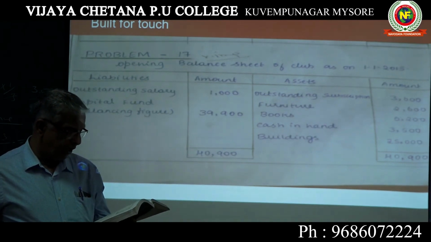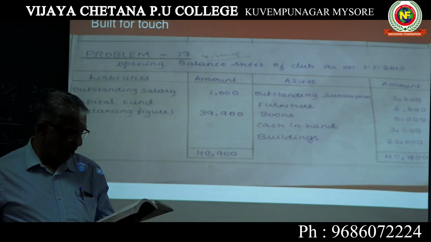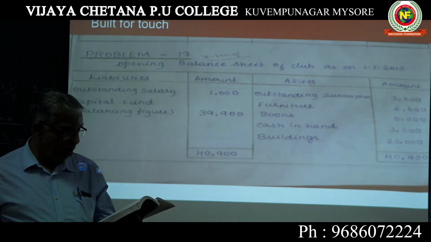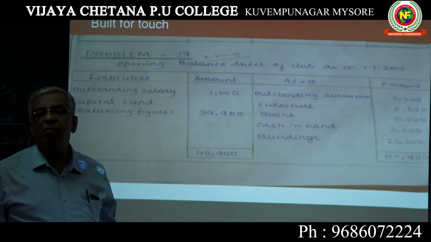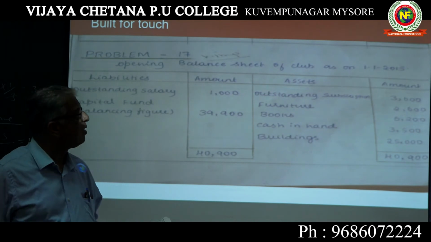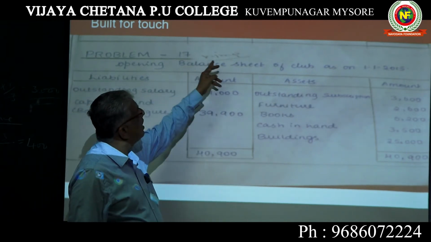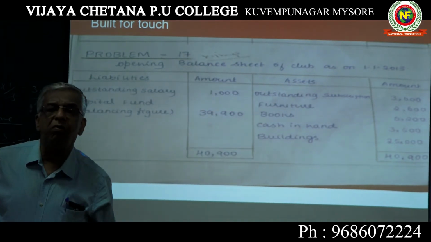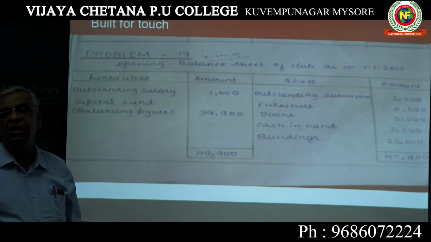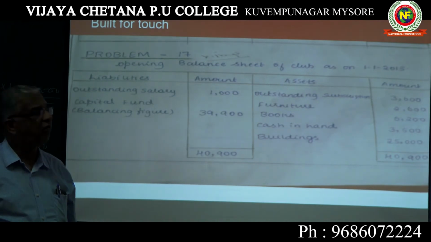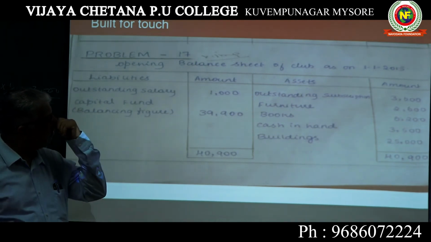Problem number 17. I think this is the same problem they gave last year, in the March 2019 question paper. So the same problem was given last year in March 2019. This is a very important problem. I have written here very important because the same problem was given last year in March 2019 in your annual examination. Therefore, you may expect the same type of problem this year also.